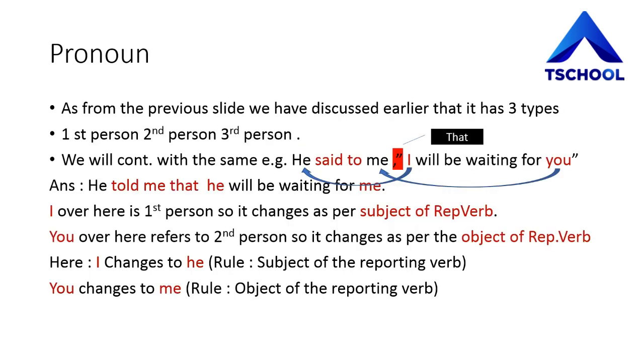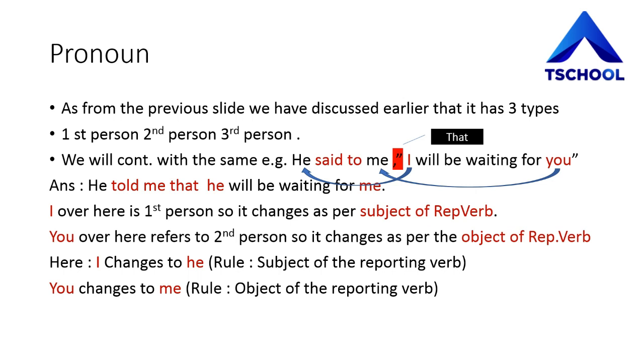As from the previous slides, we have discussed earlier that it has three types: first person, second person, and third person. We'll continue with the same example. He said to me, comma, double inverted comma, I'll be waiting for you. Now we have seen earlier that he told me, comma and double inverted comma, that will be changed to that. I will be waiting for you has been given in double inverted comma, so that is the reported speech. And that is what we have to convert from direct to indirect. So the answer would be, he told me that he will be waiting for me.